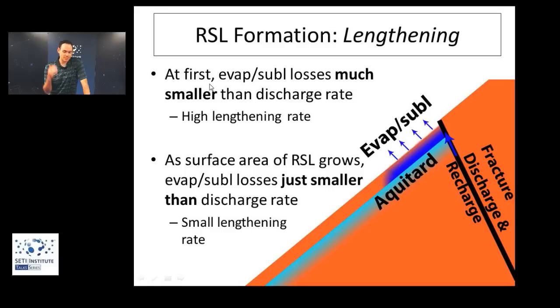So why are we getting this big surge, this high lengthening rate? At first, the evaporation and sublimation losses are much smaller than the discharge rate. So we've got a high discharge rate here, and a very small RSL. The surface area of the RSL is proportional to how much evaporation loss you have. So as the RSL grows, the losses get bigger. Then it reaches this small lengthening rate, where the losses are just smaller than the input rate, the discharge rate.